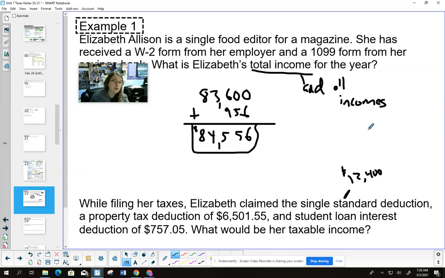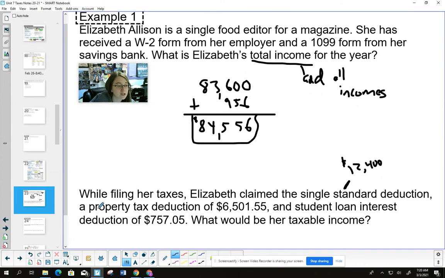You know what? It's hard being a person. It's hard living and having to pay for things. We will pretend you didn't make that much money. Yeah, you made more, so we're going to tax the rest, but we'll pretend you did not make this much money. Now, we have some other specific deductions as well. We've got this deduction and this deduction. It says, what would be her taxable income?